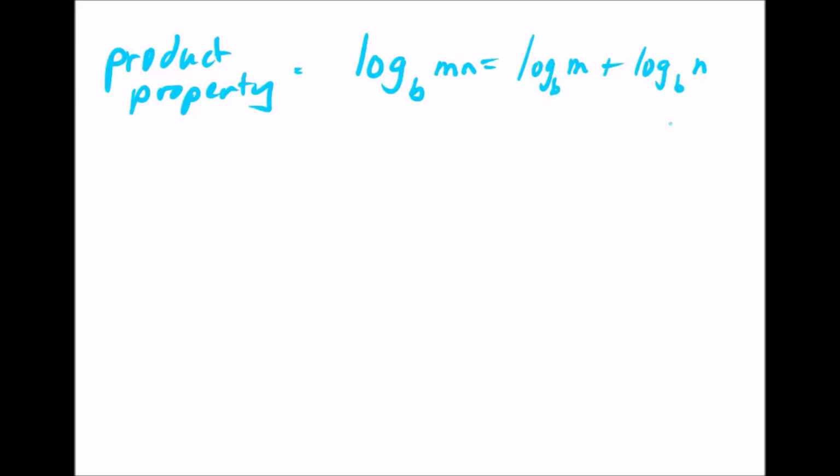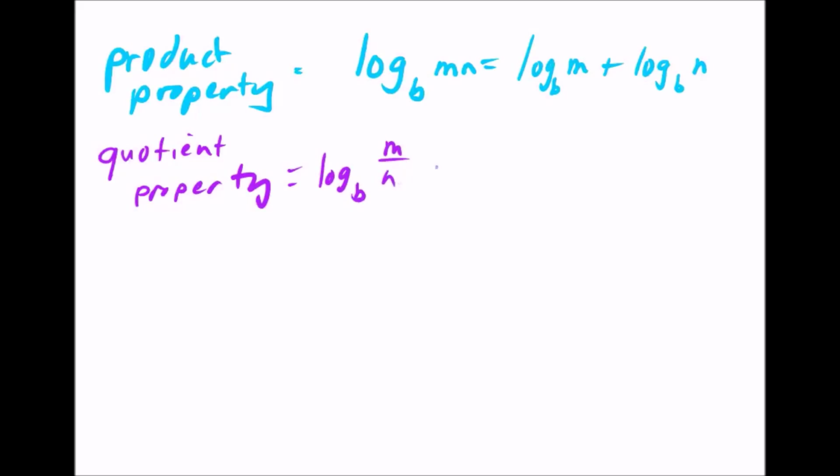The second property you need is the quotient property for division. What that says is if you have a log base b of m divided by n, you can separate that into log base b of m minus log base b of n. So it's really the opposite of the product property. When you have division, you subtract. If you have the product property, you add.